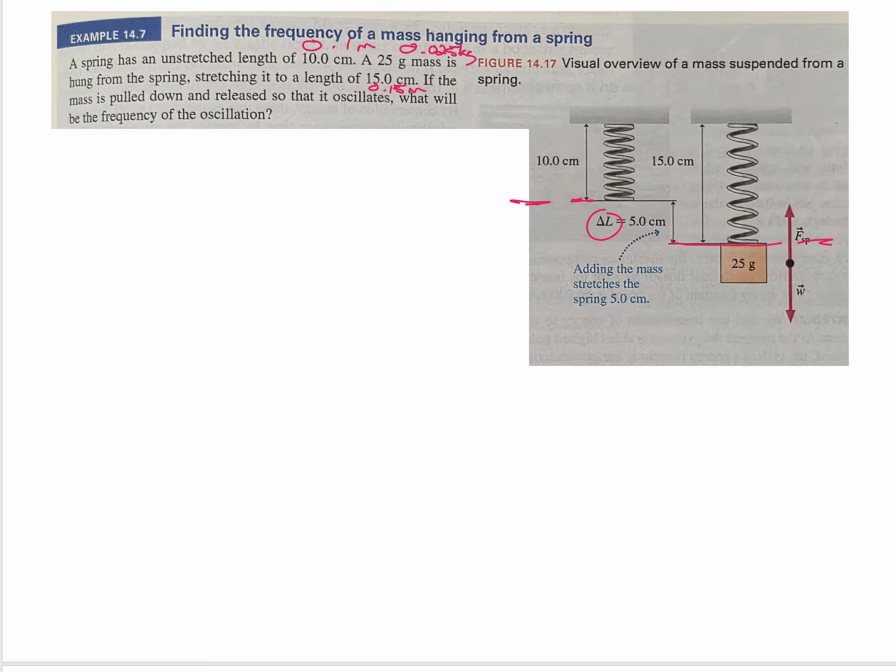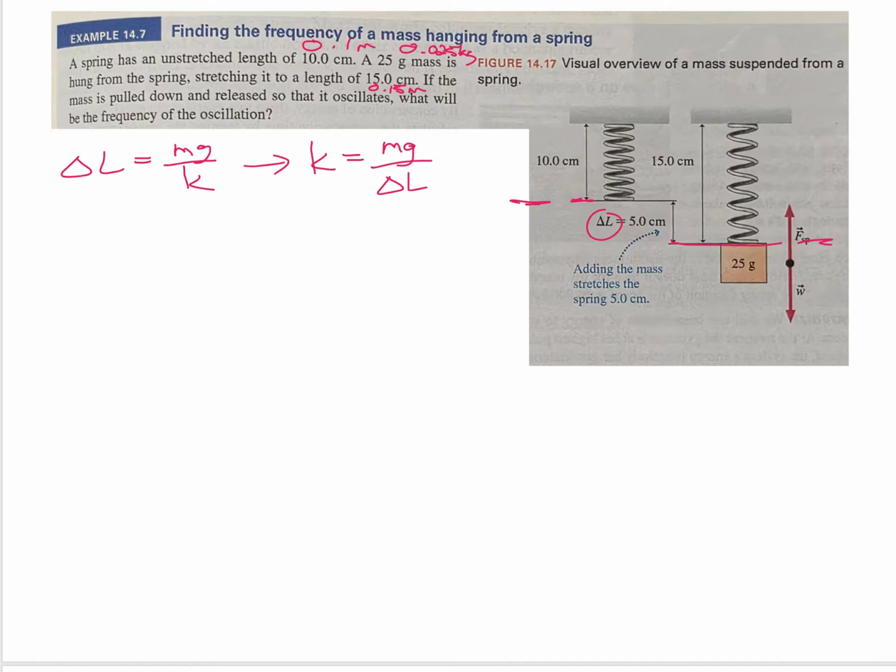So now what do we do if I'm trying to calculate frequency? If we use delta L equals mg over k, what are we looking for here? Okay, k. So I'm going to multiply both sides by k, divide both sides by delta L, and now I have k equals mg over delta L. Do I know all of those things? Yes. So we can now calculate k.